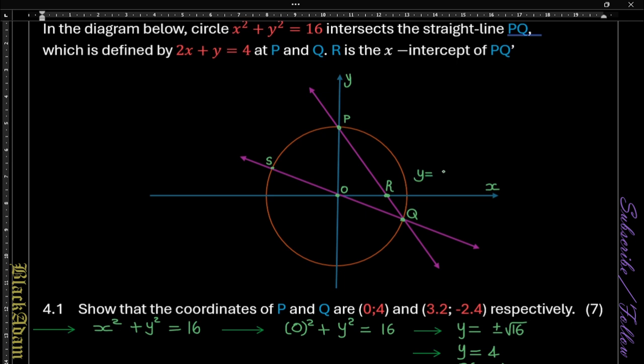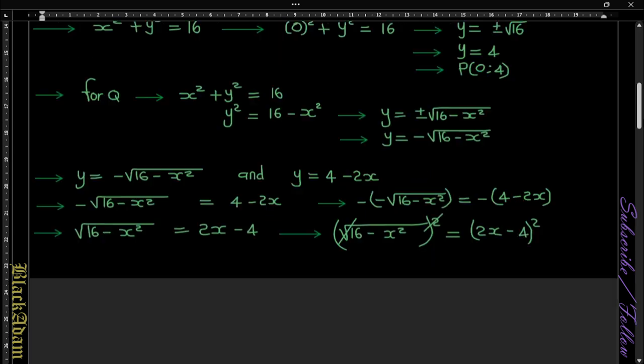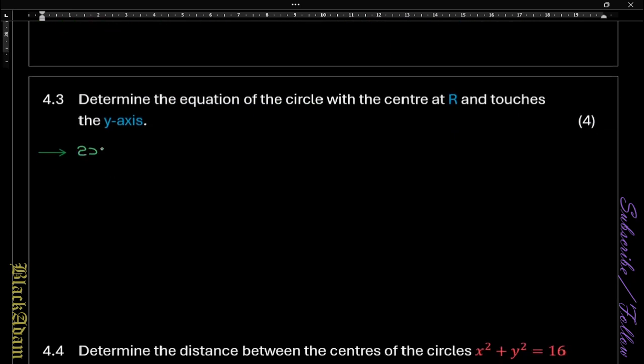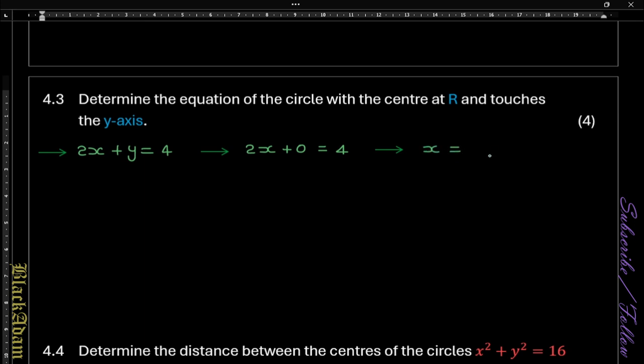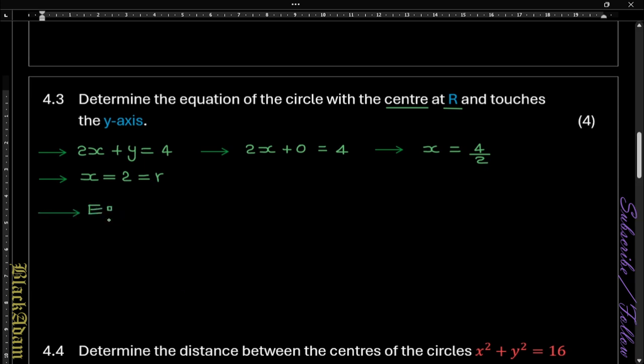Now 4.3, determine the equation of the circle with the center at R. So let's find the center at R where y is 0. We're using the straight line equation. So we have 2x plus y is equal to 4, and then 2x plus 0 is equal to 4. So that means we have x as 4 divided by 2, and our x is going to be 2. Okay, so that's our R. So R becomes the center. So R is 2, and now we have the equation.